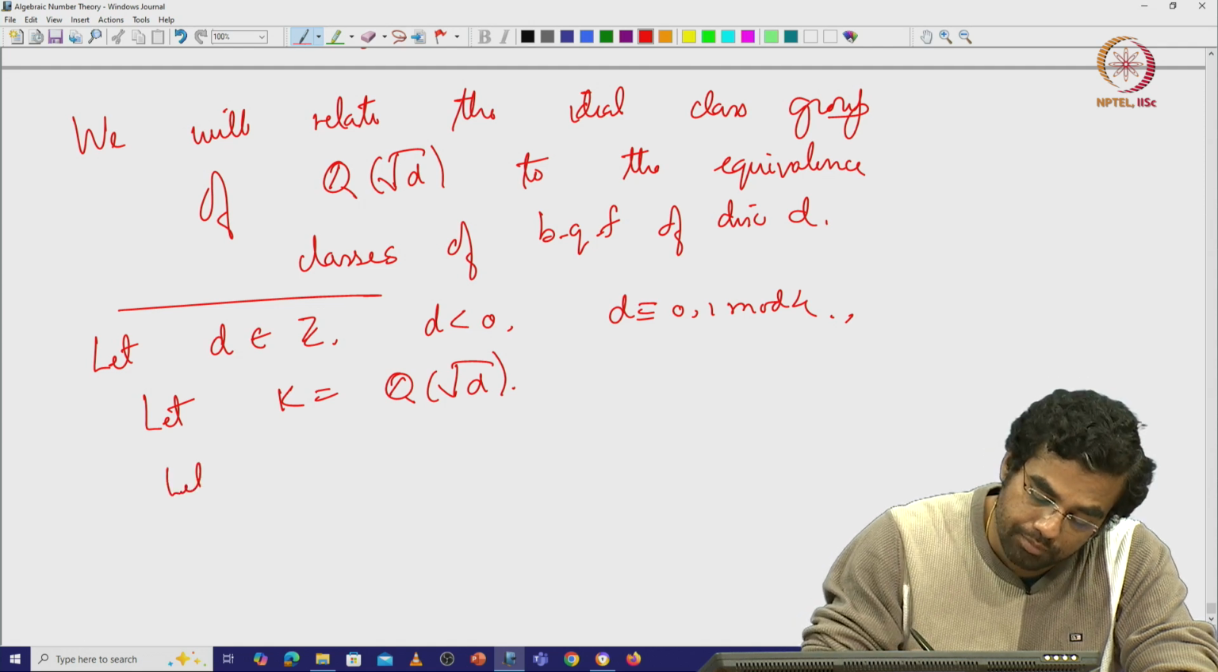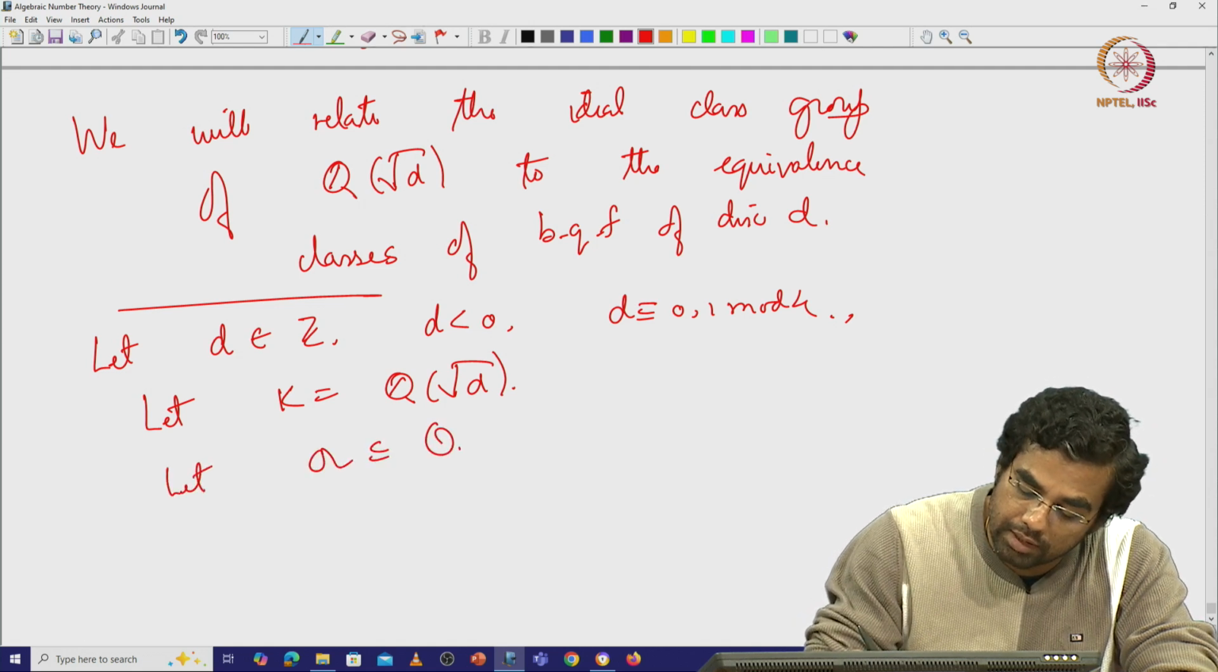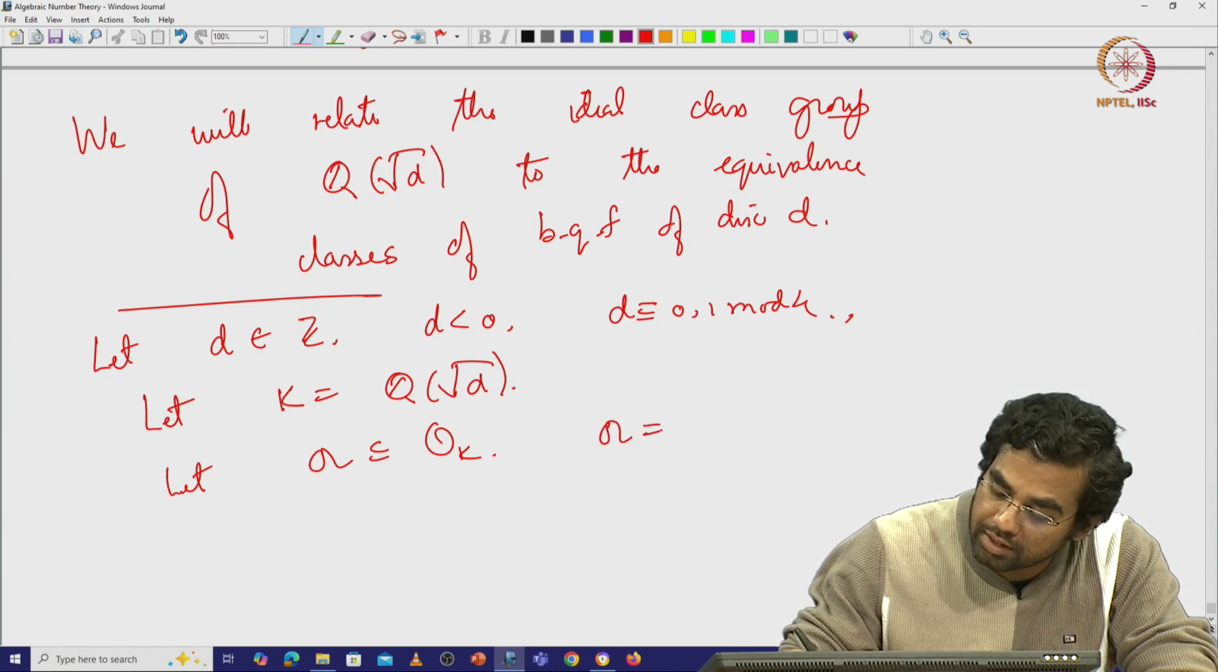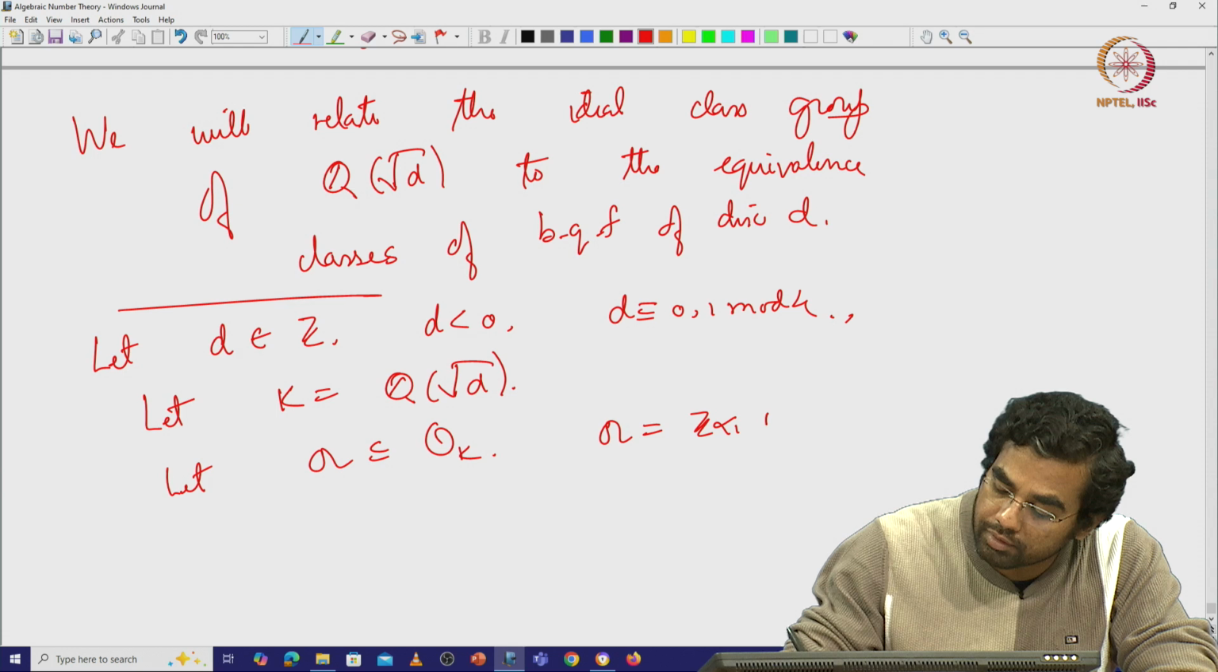Now, let A be an integral ideal in O_K, and let us say that A is generated over Z by alpha 1 and alpha 2.